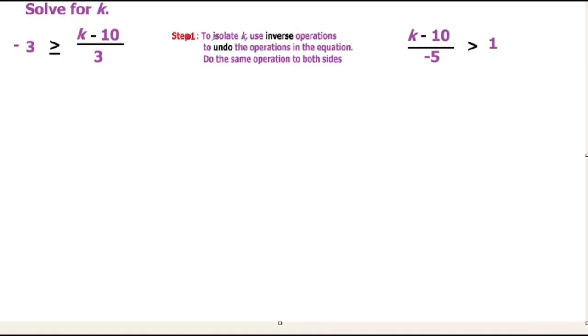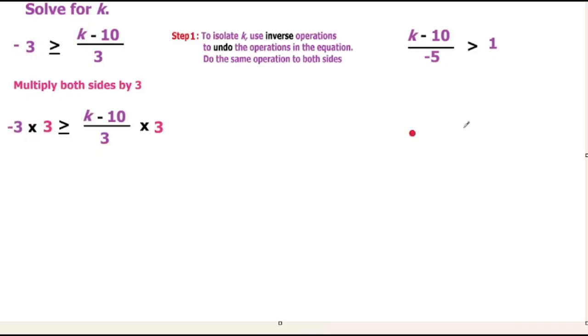So as usual, to isolate k, we use inverse operations to undo the operations in the equation. And we do the same operation to both sides. Okay, so we're trying to get k on its own. So here, what we're going to do is multiply both sides by 3 because we want to get this 3 out of the denominator here. So if we multiply both sides by 3, it looks like this.